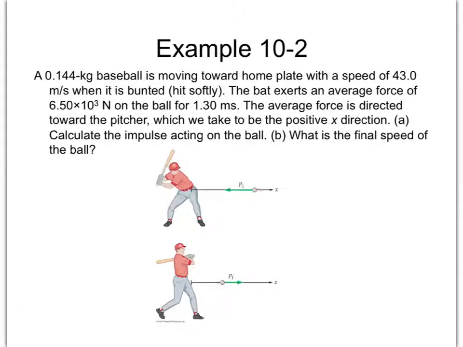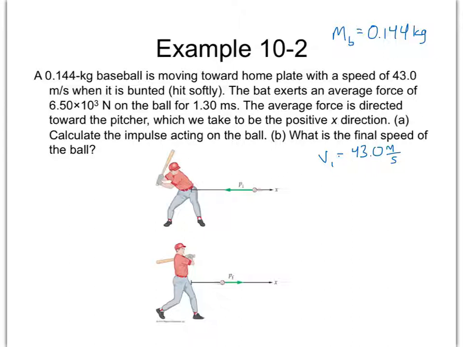Okay, so we have a 0.144 kilogram baseball, which I think is actually the right mass of a baseball. All right, so here's our mass right here. I'll write this up at the top, actually. I don't feel like going to a separate slide. Mass of the ball is 0.144 kilograms. And the initial velocity I'll put over here. Initial velocity is 43.0 meters per second.